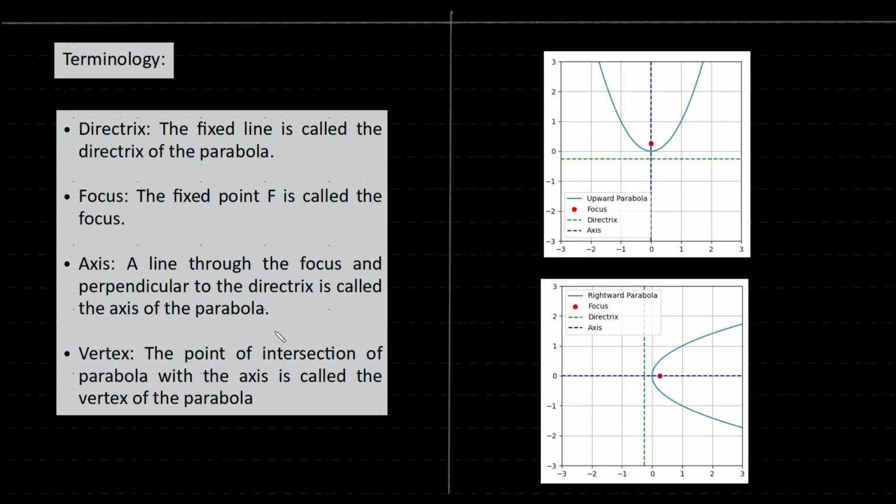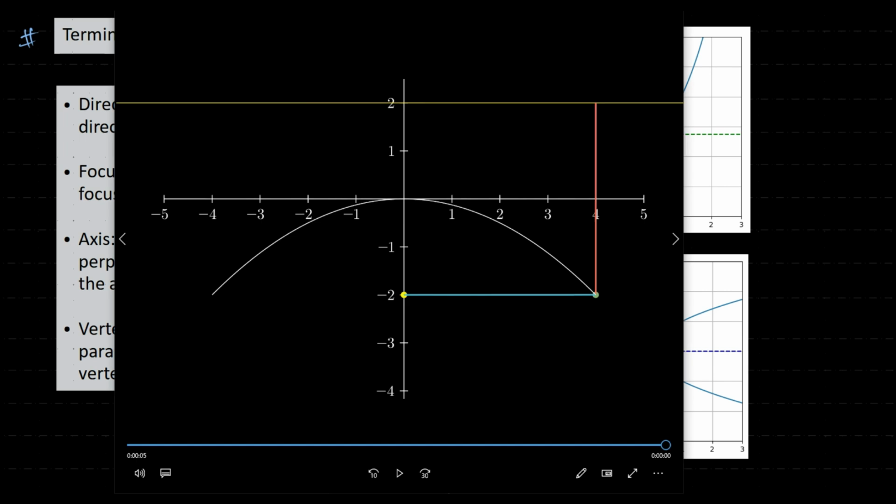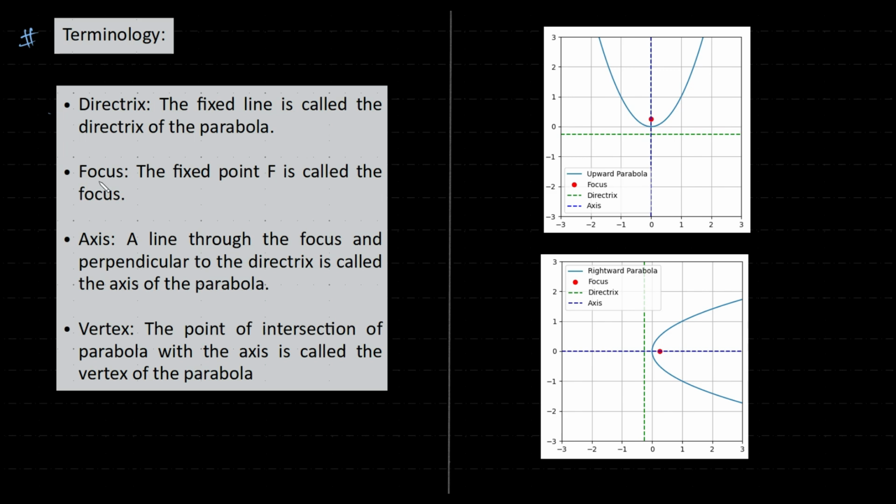Now, let's give names to this. A fixed line is called the directrix of the parabola. That is, in this case, this green line. So in this case, there's a yellow line. That's your directrix. Next is your focus. The red dot is your focus.